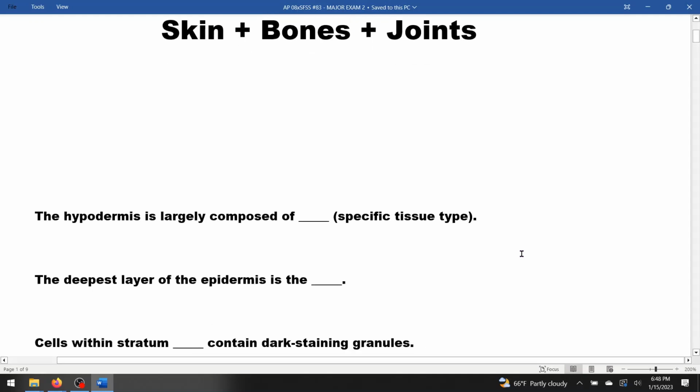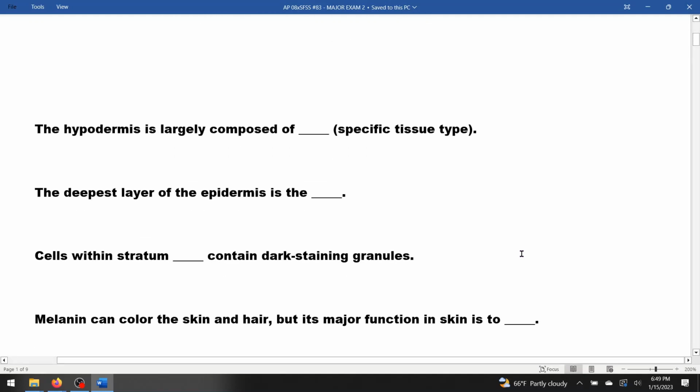Cells within stratum blank contain dark staining granules. Okay, this should remind us of stratum granulosum, named for the dark staining granules, and that is a granulosum. Melanin can color the skin and the hair, but its major function in skin is to. And of course the answer here is to protect nuclei from UV exposure. There's a variety of ways to say that, but that's how I would say it.